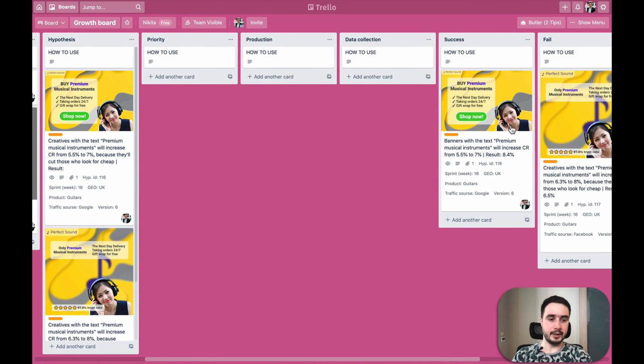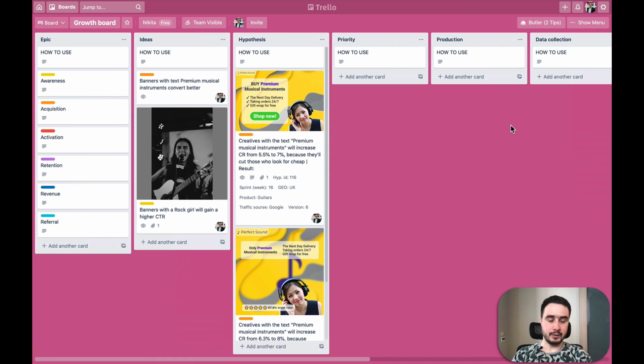It will be very time consuming, but after you collect all your data with all your formats, you will understand the general information: was the hypothesis about premium musical instruments successful or not, and you put this result into this board. So I hope you will use this board to boost your marketing results, and so let's move on.